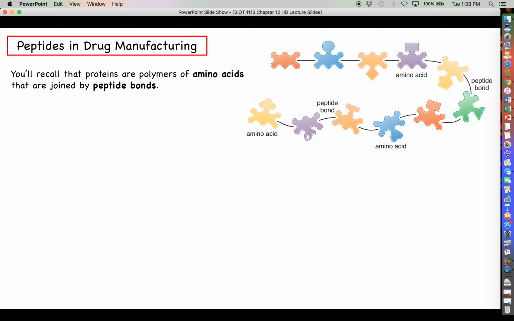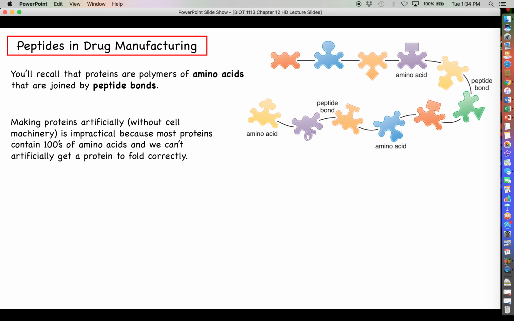So recall from a chapter much earlier in the semester that proteins are made by stringing amino acids together and forming peptide bonds between the amino acids. There are, of course, 20 different amino acids, and we definitely had a discussion about the almost infinite number of different combinations of proteins that you can make by putting amino acids at different points along the protein structure, what we call the primary structure.